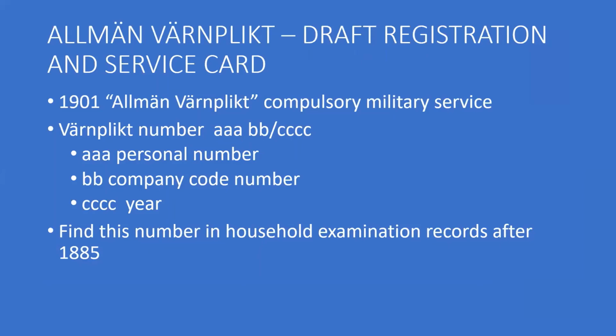So now we've actually looked at the infantry, the cavalry, and the boatsmen. Now in 1901, there was compulsory military service for males. And there was a draft registration number, and it consisted of 3 parts: a personal number, a company code number, and a year. And you will often find this number in household examination books after 1885.